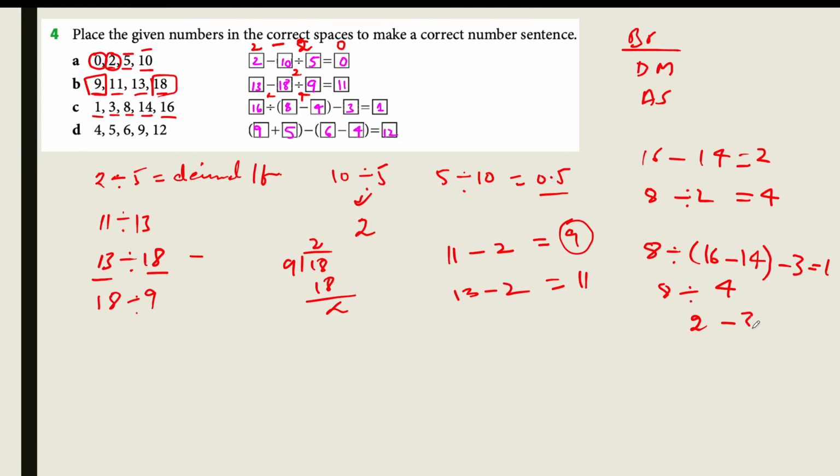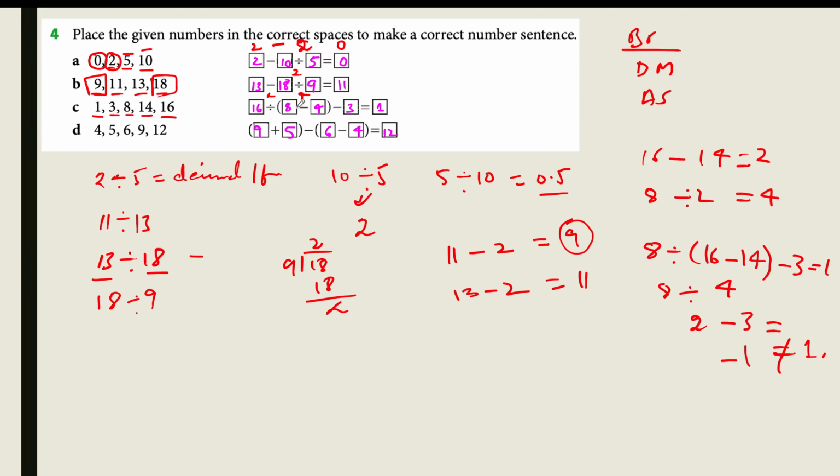So 2 minus 3 is equal to minus 1. And in this set, we do not have minus 1. So minus 1 is not equal to 1, right? Therefore, this is not the correct one. The correct one would be the one I have mentioned in here, right?